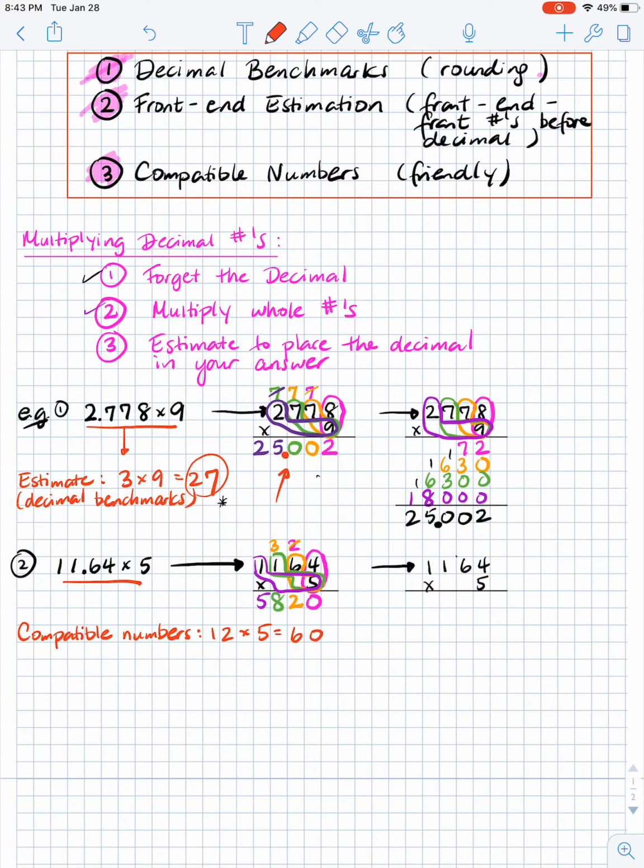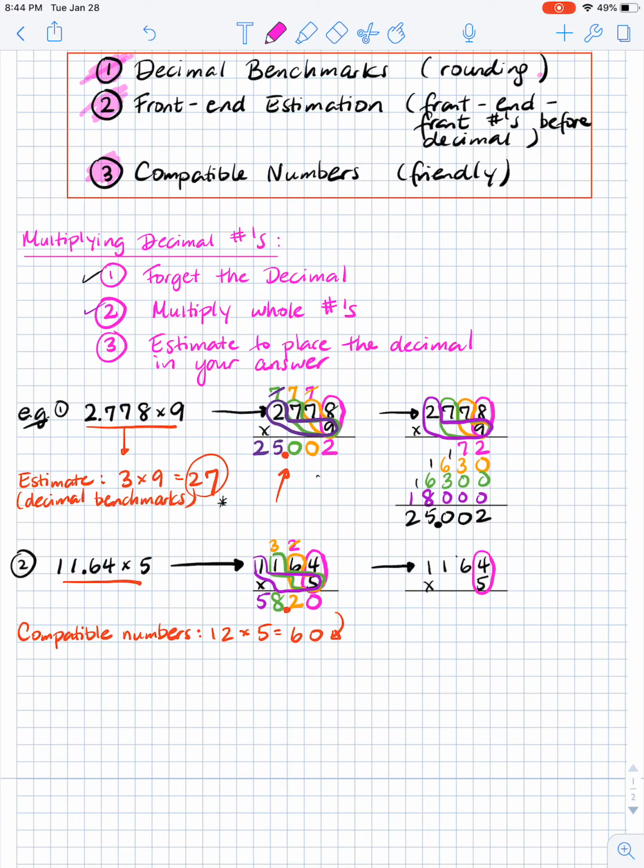So think to yourself, if your estimate is around 60, where does the decimal place have to go? Well, your answer has to be around 58, right? To be consistent with your estimate of 60. Okay, with repeated addition, same process. I'm going to color code. You don't have to do the same thing. I'm just showing the process.